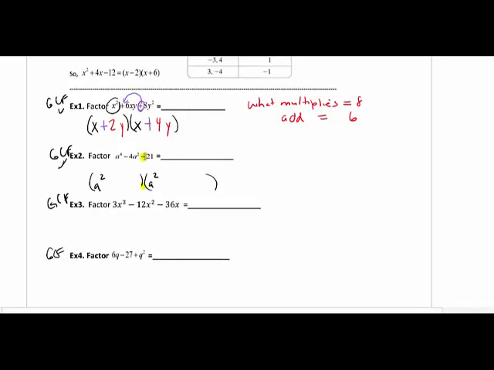This sign is negative, which means I have to have a positive and a negative sign. I'm going to write out again what the steps are. You want what multiplies to give you a negative 21, that when I add them together, I get a negative 4.